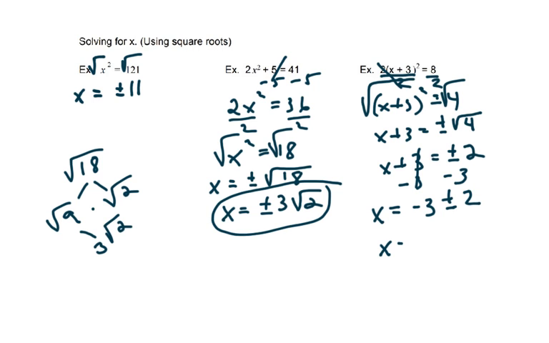And now I got to give you my two answers. Negative 3 plus 2 is negative 1. And negative 3 minus 2 is negative 5. There's our two answers for x. Okay, solving using square roots. That should be the end of this lesson. Good luck on your homework assignment.